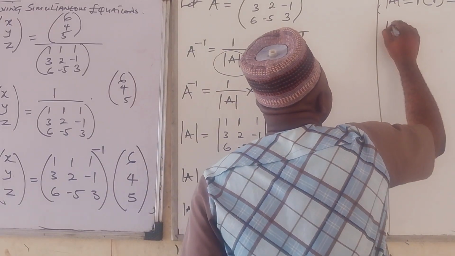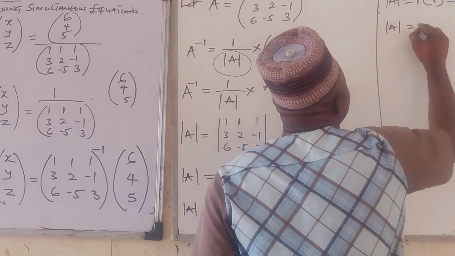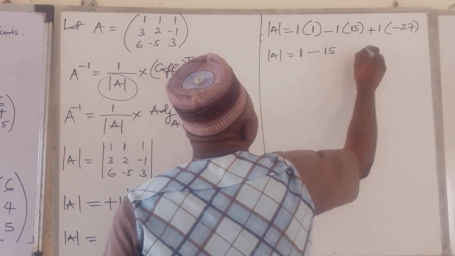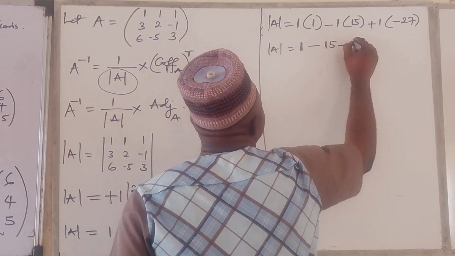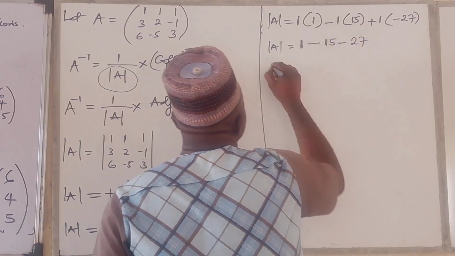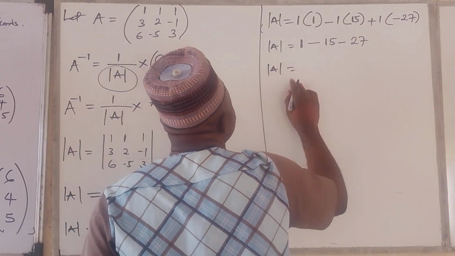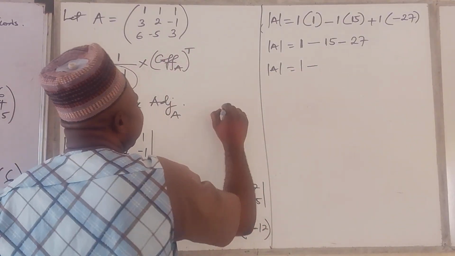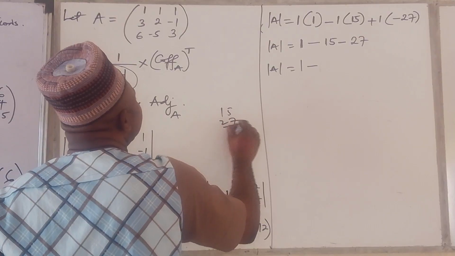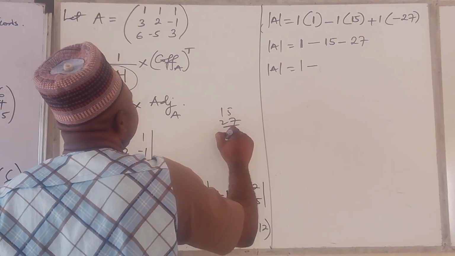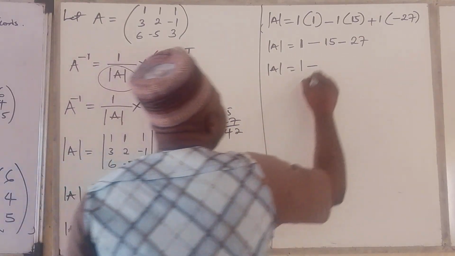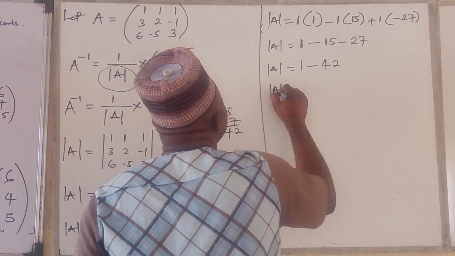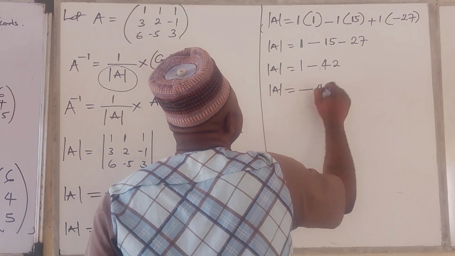So it means the determinant of A will be equal to 1 times 1 is 1, minus 1 times 15 is 15, plus times minus is minus, then we have 27. So the determinant of A will be equal to 1 minus 15 minus 27. That is 15 plus 27, so this is 12, that's 42. So 1 minus 42. So it means the determinant of A will be equal to minus 41.